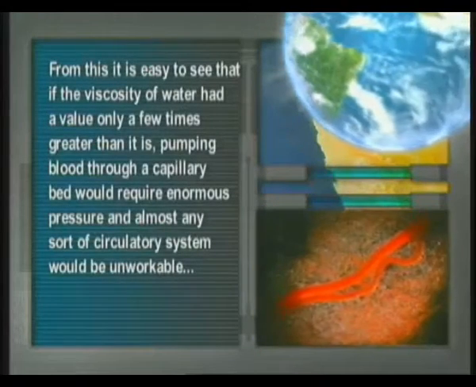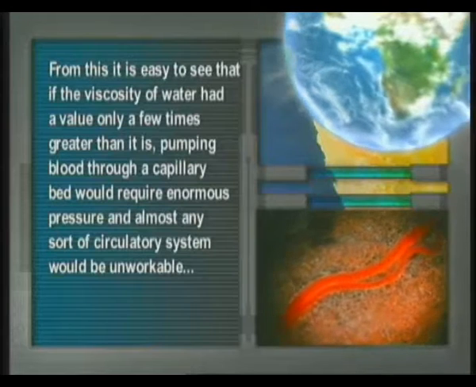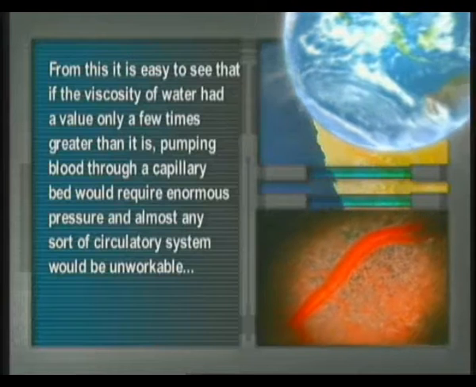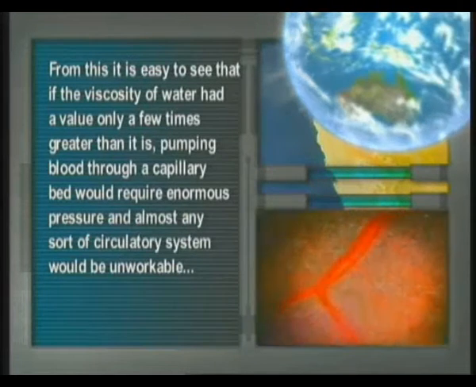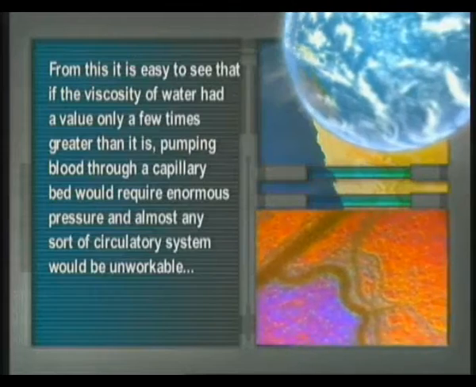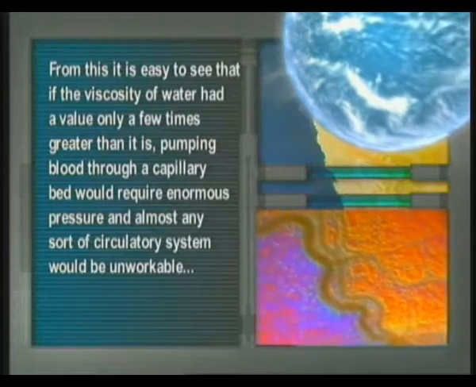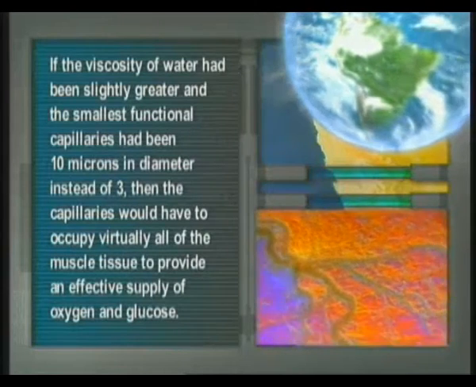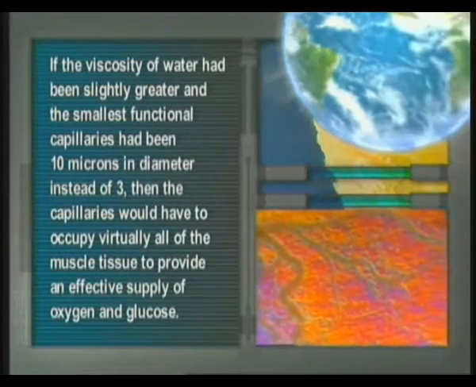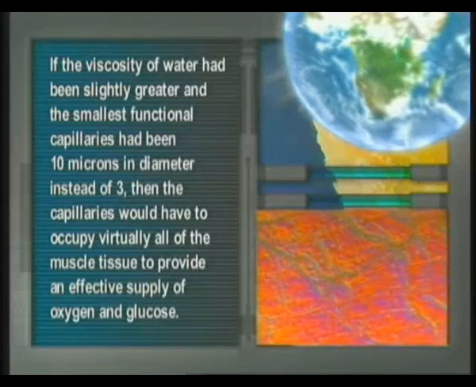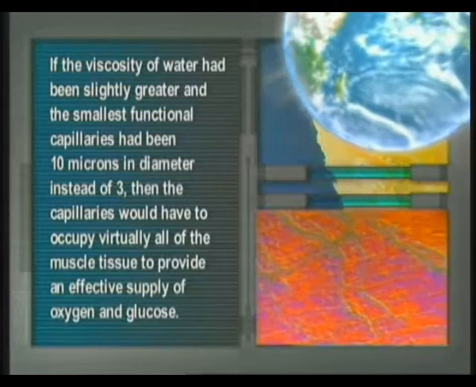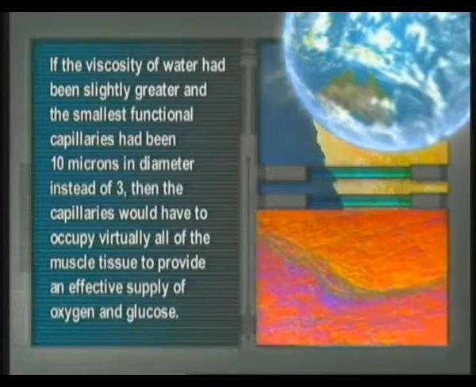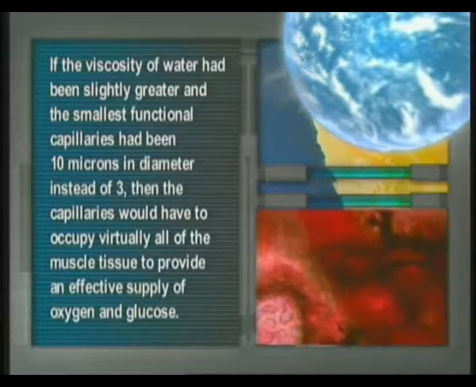From this, it is easy to see that if the viscosity of water had a value only a few times greater than it is, pumping blood through a capillary bed would require enormous pressure, and almost any sort of circulatory system would be unworkable. If the viscosity of water had been slightly greater, and the smallest functional capillaries had been 10 microns in diameter instead of 3, then the capillaries would have to occupy virtually all of the muscle tissue to provide an effective supply of oxygen and glucose.